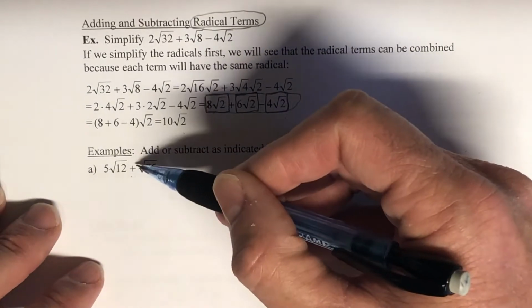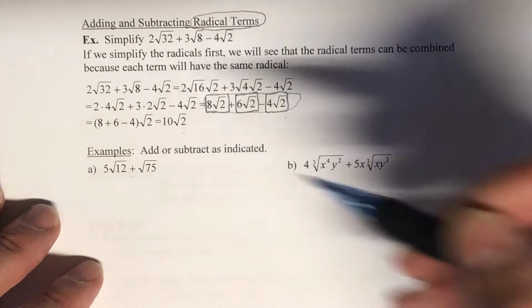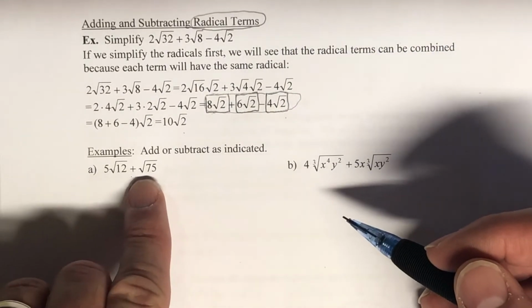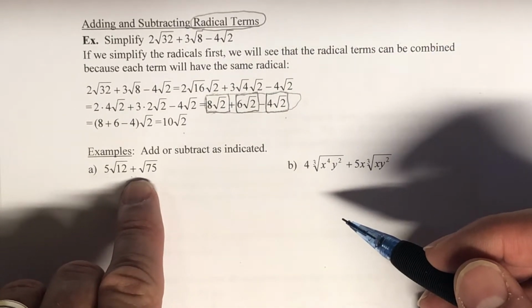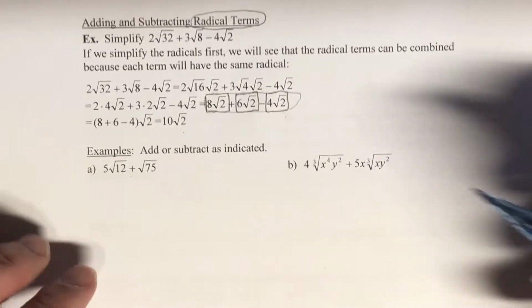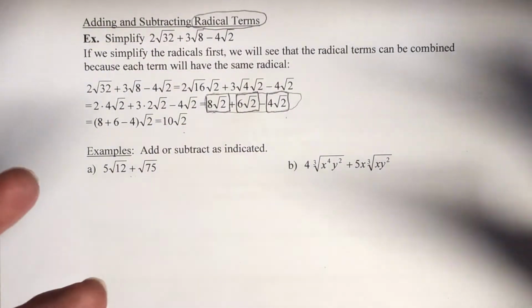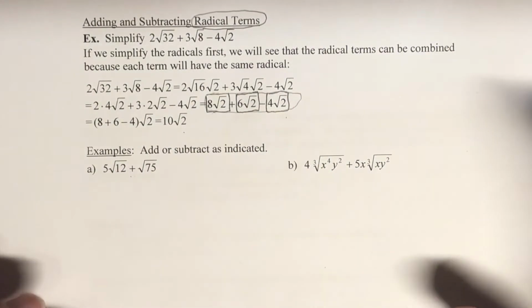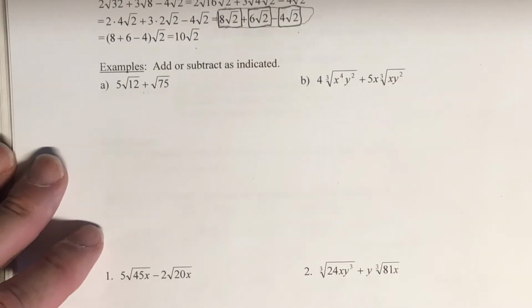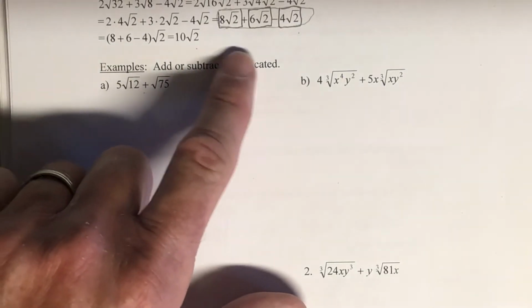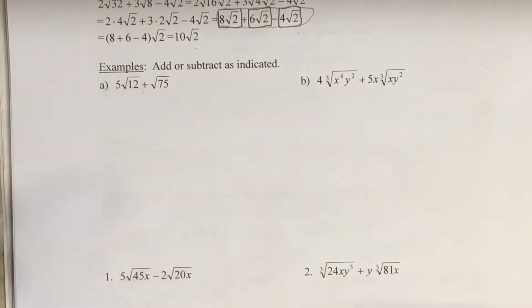There's an invisible 1, by the way, in front of this radical. So this is a radical term, a radical times a term in front of it. It's just invisible. So we have two terms being added together. The radicals are not the same, but we can attempt to make them the same. And if we're successful, then we can add the radical terms together just like these up here. So let's try to make them the same. How do we do that?